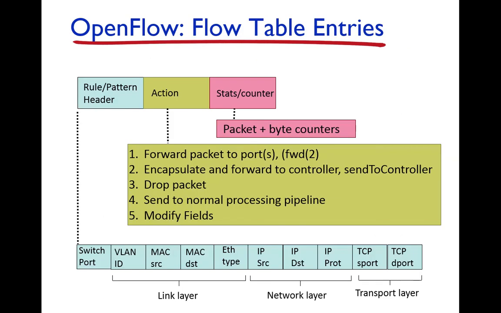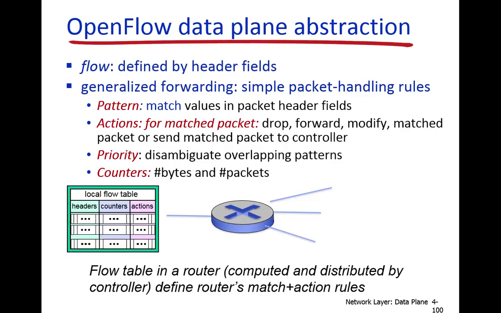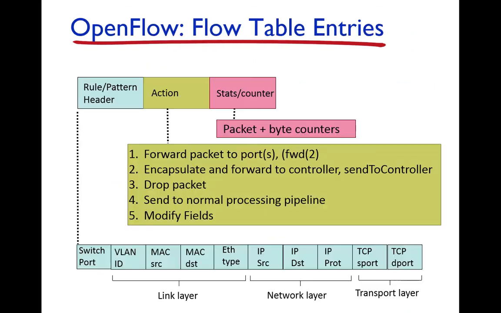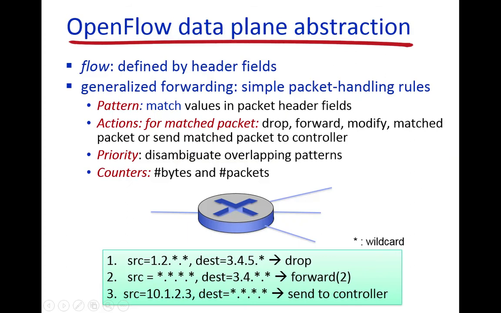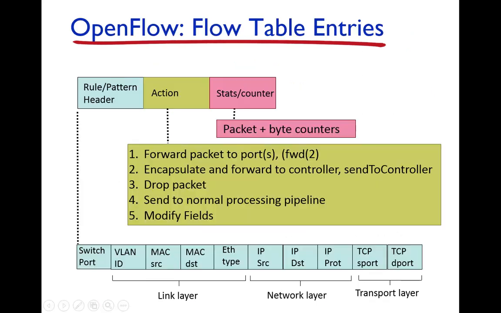Now we are going to discuss what the pattern could be, what could be in the header of the flow table. We have discussed this header or pattern. More specifically, the pattern could include the switch port. Switch port means that when the packet arrives at this switch, on which port it arrived, the input port number. This is called the switch port number.